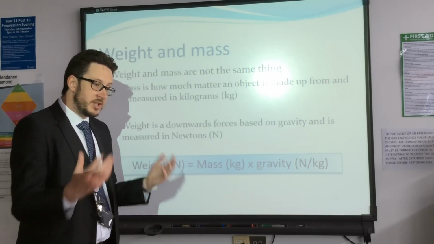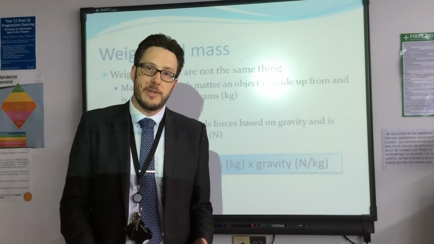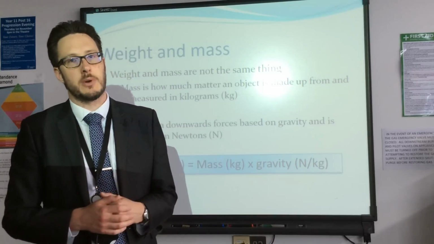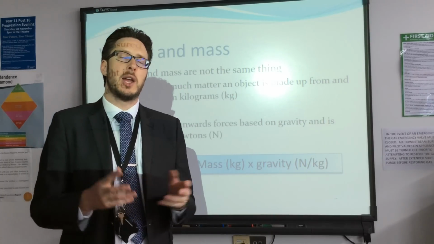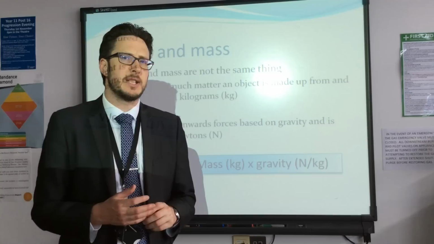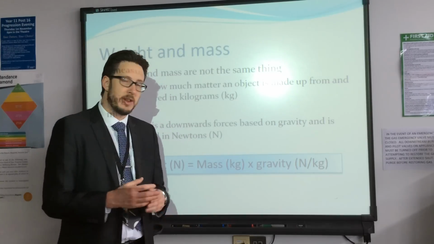Gravity is different depending on where you are. If you're on Earth, gravity is usually rounded to around 10, but they will tell you what value to use in your exam paper. It more than likely will be 9.8 newtons per kilogram that will be the value for gravity you are using.